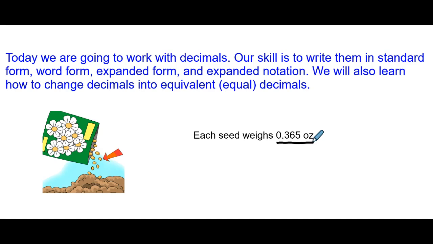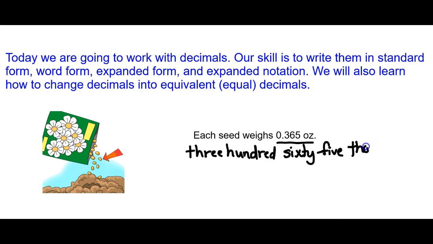When we go to translate that into word form, we need to write down everything that we say. When you look at this number, it starts with a 0. When we say this number, we don't say 0 and 365 thousandths. We just say 365 thousandths. So we're going to start with the word three. So in our word form, we have 365, and we end with thousandths for that decimal position.